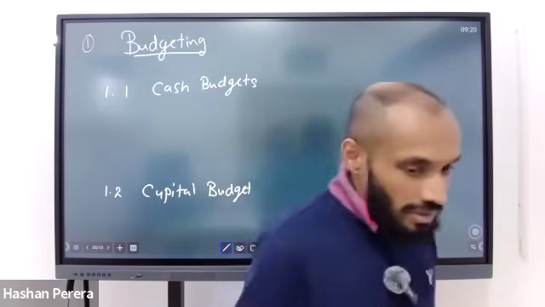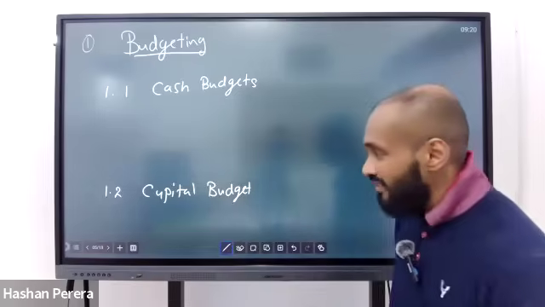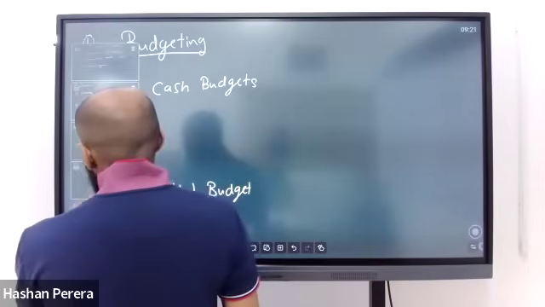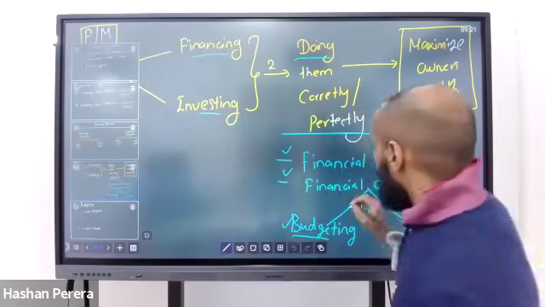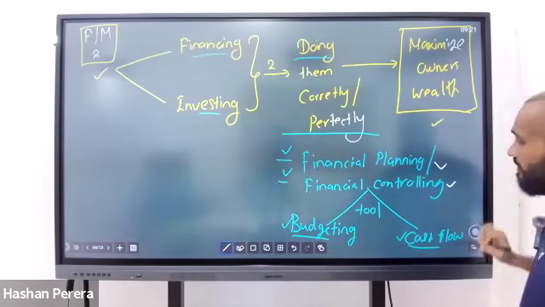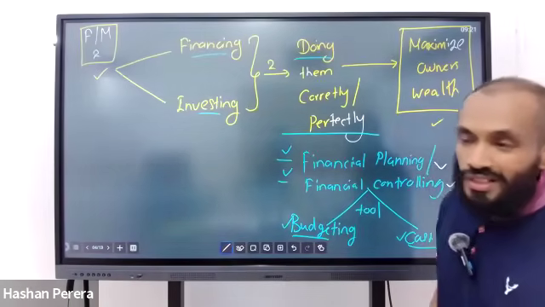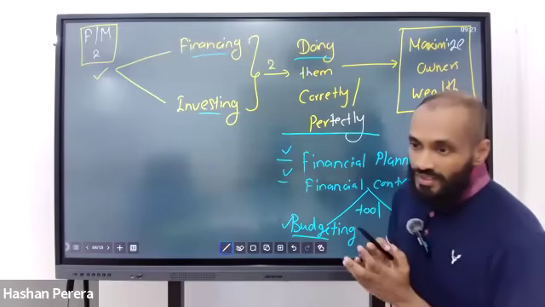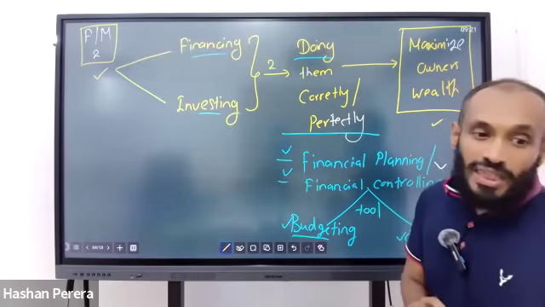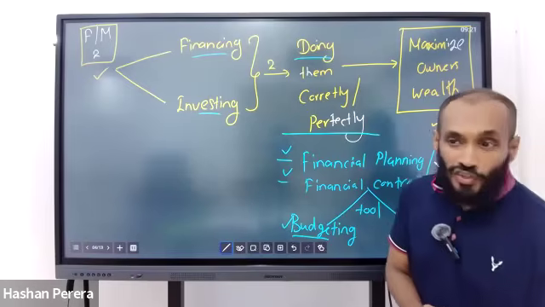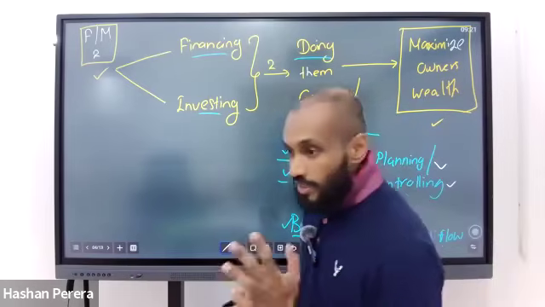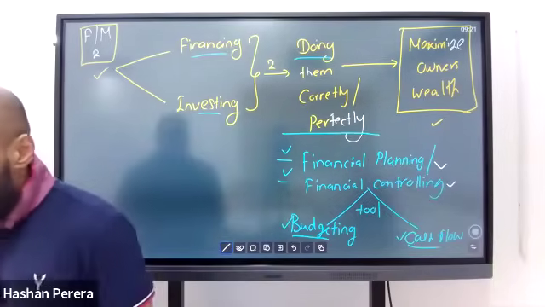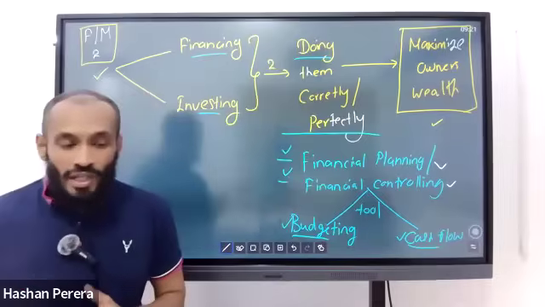Look at this one carefully. Financial planning and financial controlling. Now you have already learned what you mean by planning when we were discussing the first lesson of your grade 13, which is business management. We have already discussed what you mean by planning.